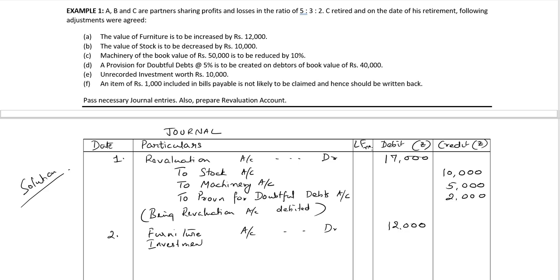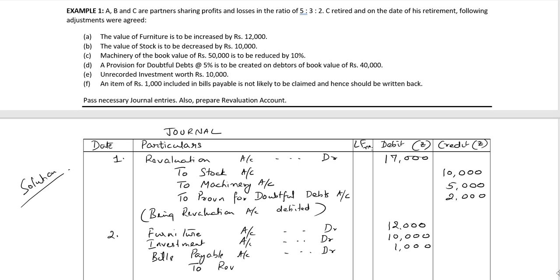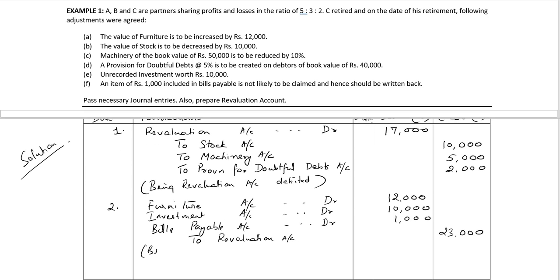Investments account debit 10,000 rupees. And finally, point F. Bills payable to be reduced. ₹1,000. We'll credit the revaluation account to revaluation account, 23,000 rupees. Narration being revaluation account credited.